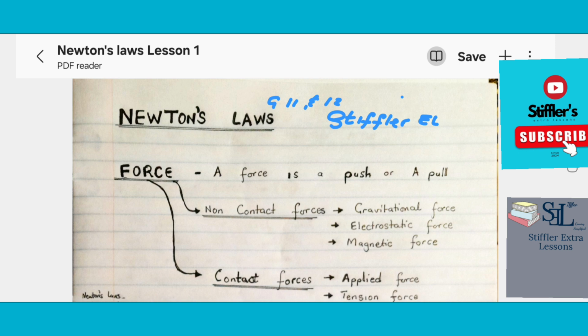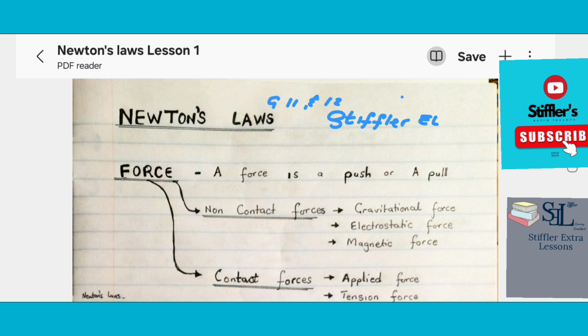So today we are on Newton's laws, grade 11 and grade 12. I'm just going to explain everything that you need to know for you to pass your exams as far as Newton is concerned. So I'll explain all the details that you must master so that you can be a pro at answering these Newton's laws.